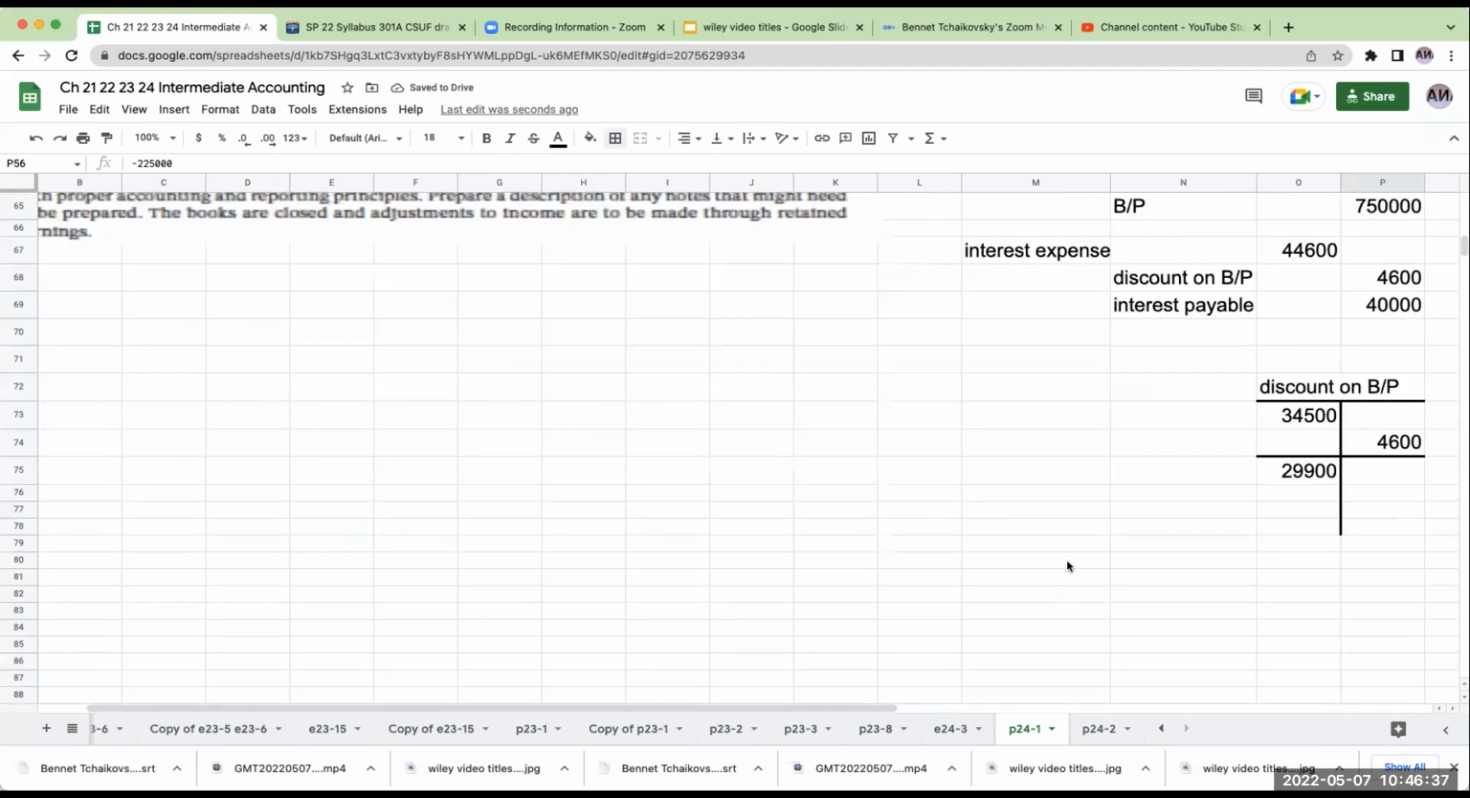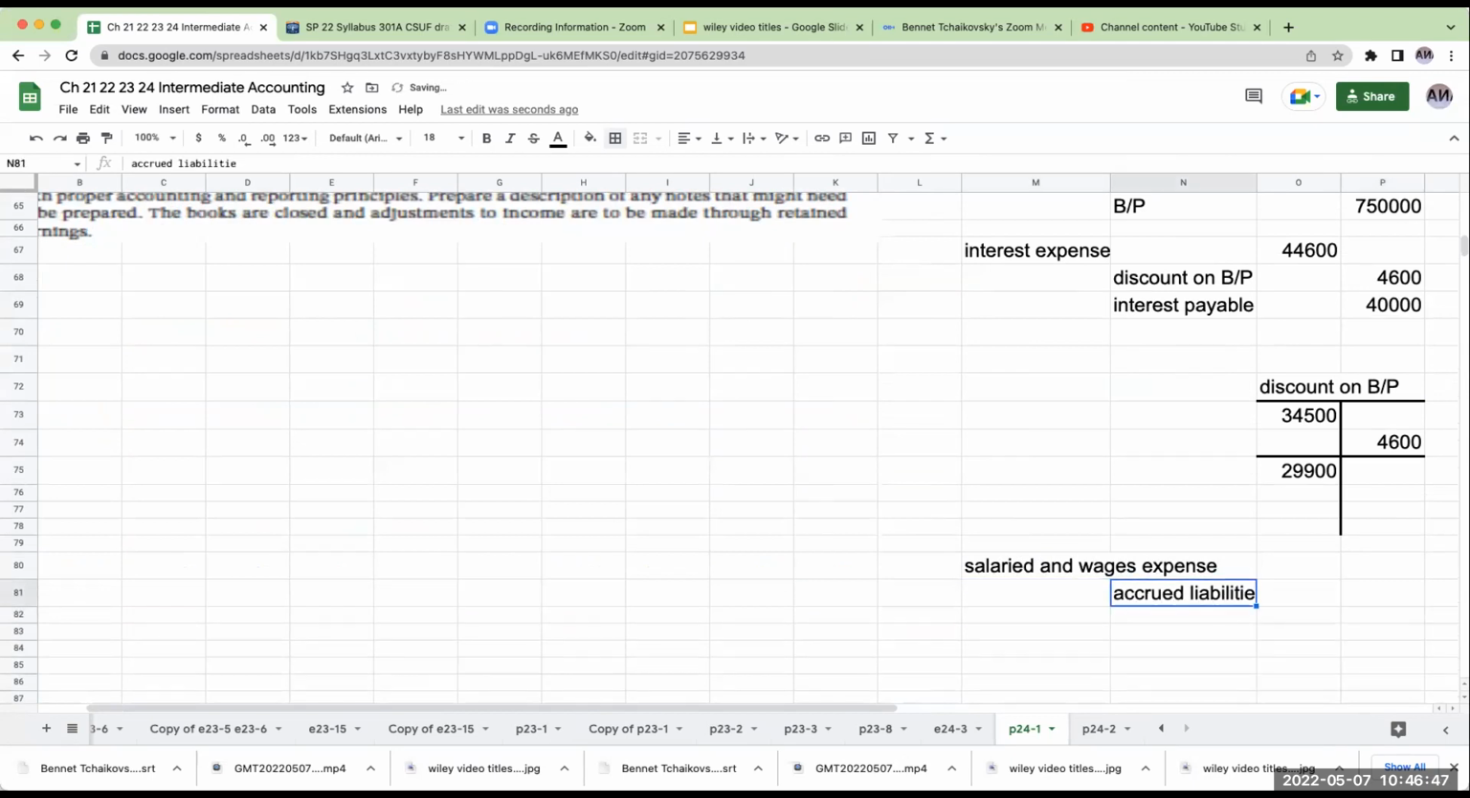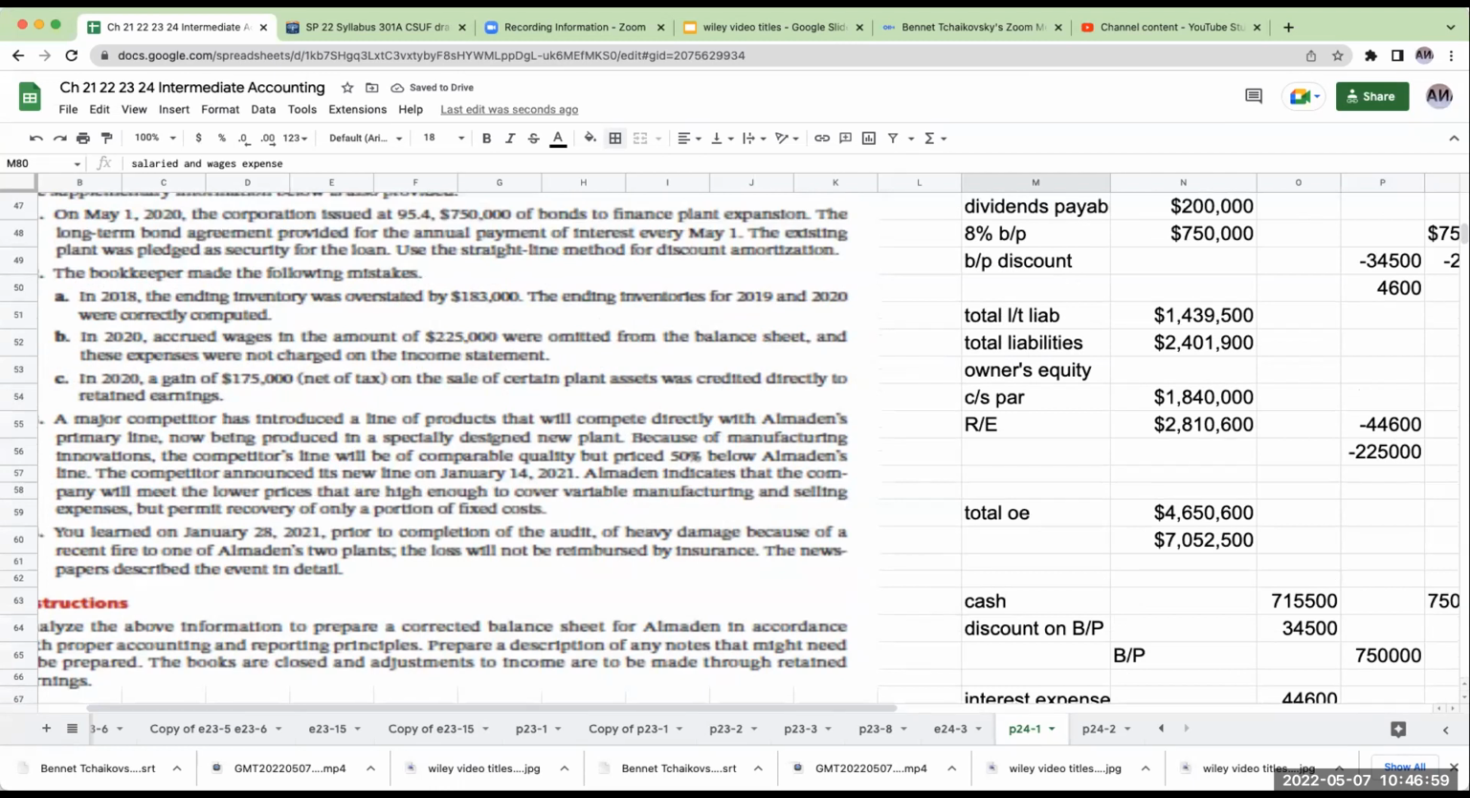Why? I would be debiting salaries and wages expense, and I would be crediting accrued liabilities. Okay, so over here, when I'm crediting accrued liabilities for the 225,000, that's going to increase my liabilities, but the expenses are going to be closed out to retained earnings. So this is going to reduce the amount of my retained earnings.